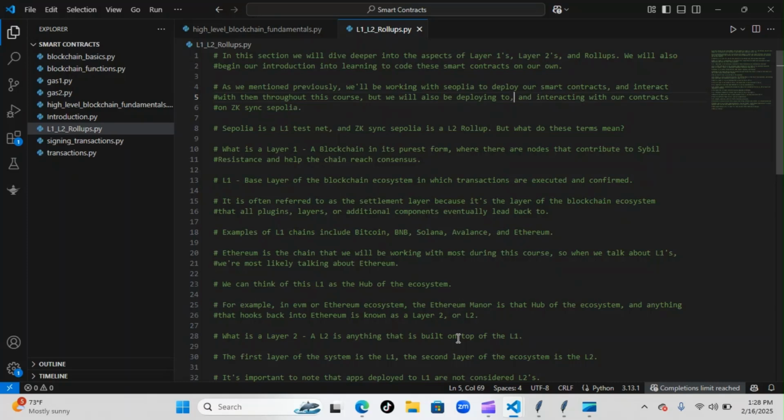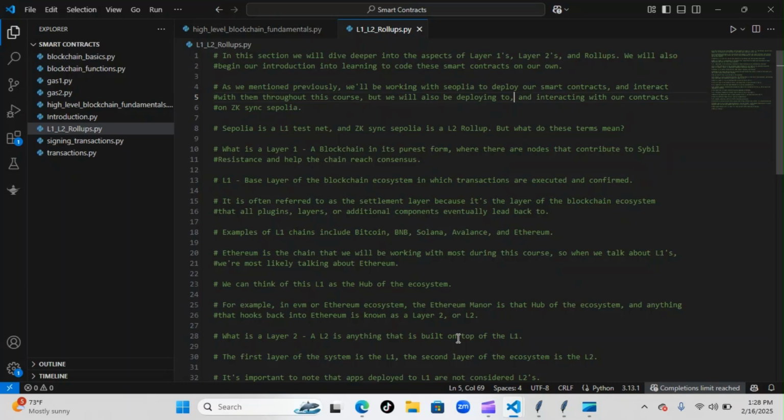Examples of L1 chains include Bitcoin, BNB, Solana, Avalanche, and Ethereum. Ethereum is the chain that we will be working with the most during this course. So when we talk about L1s, we're most likely talking about Ethereum. We can think of this L1 as the hub of the ecosystem. For example, in an EVM or Ethereum ecosystem, Ethereum is that hub of the ecosystem, and anything that hooks back into Ethereum is known as an L2, or layer 2.